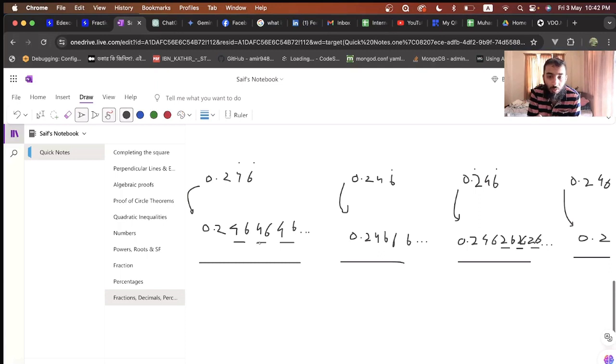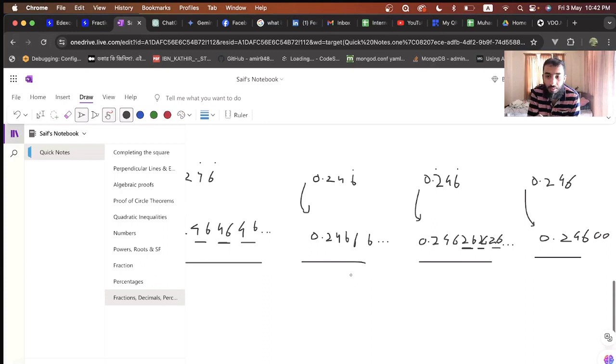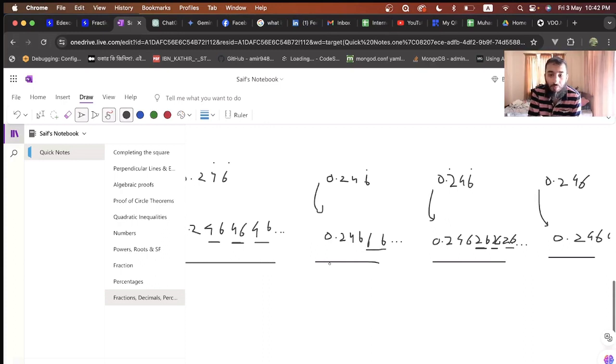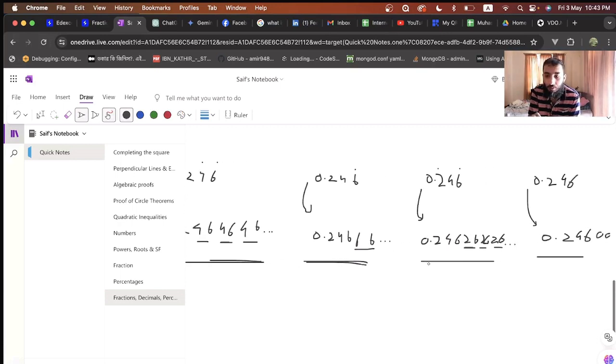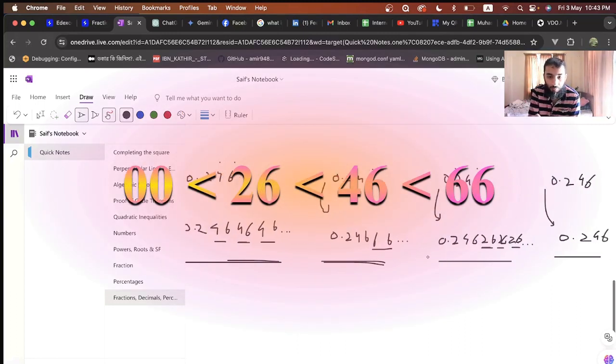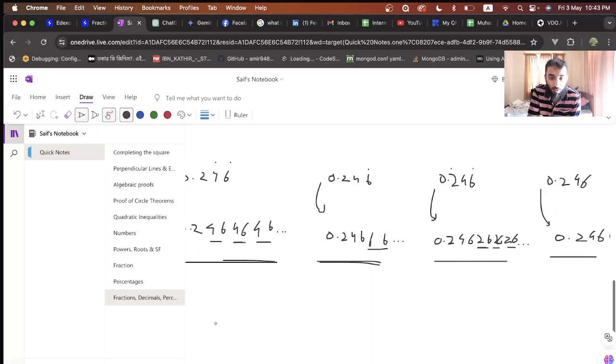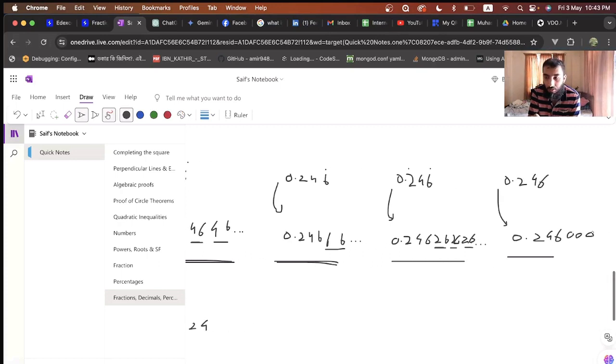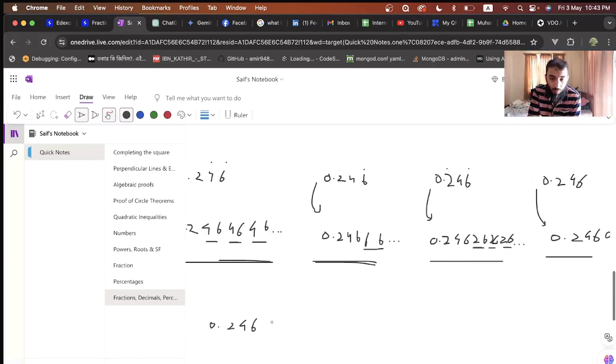It starts with 46 here, the recurring pattern, and this starts with 26. So this number is obviously smaller than this number. And here it starts with 666, so this number is greater than this number. And this number is 0.246 then 000. So this is obviously the smallest.